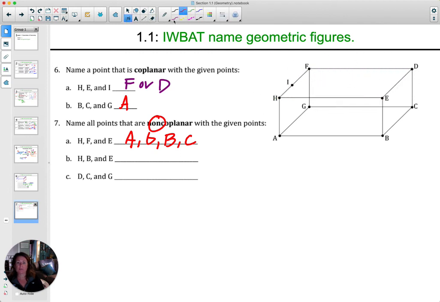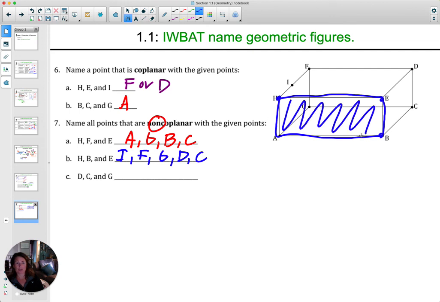HBE is this front plane. The points that are not in the front plane: I, F, G, D, C. Okay, all the ones that are not on this front panel.